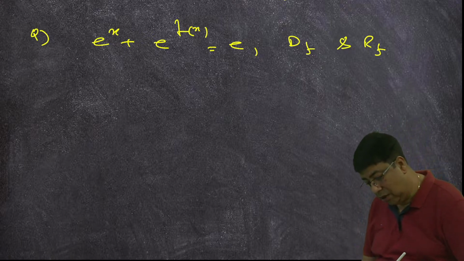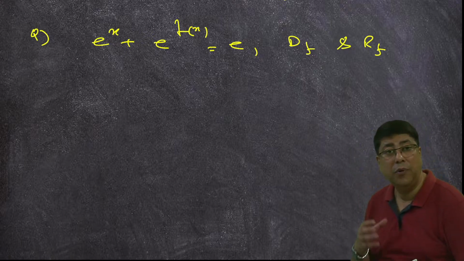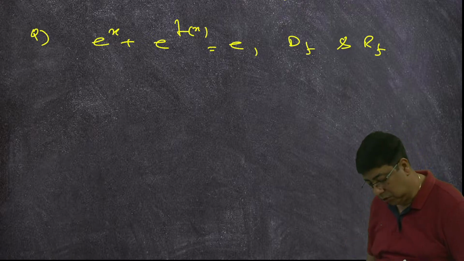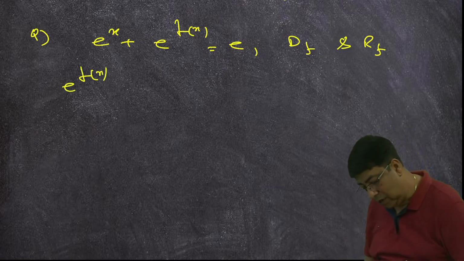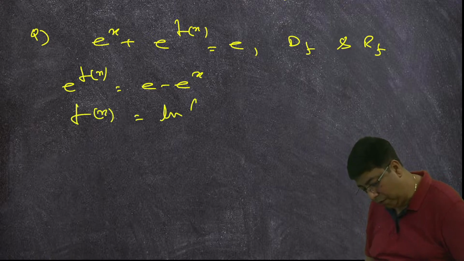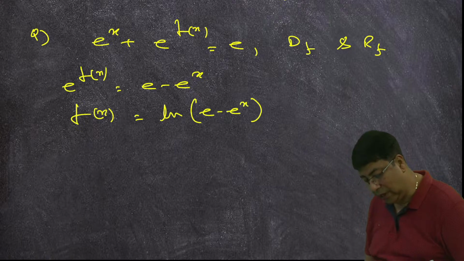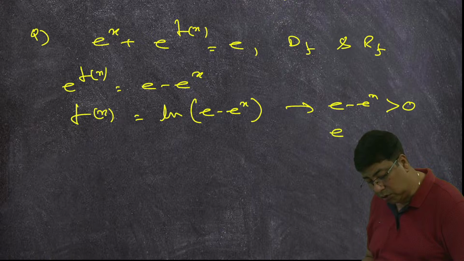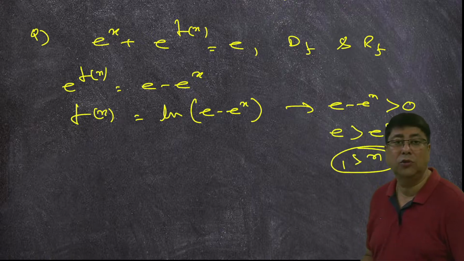So in this case, what will we do? First of all, we have to extract f(x). So e to the power f(x) equals e minus e to the power x. So f(x) equals ln of (e minus e to the power x). For the domain, e minus e to the power x should be greater than 0. So e is greater than e to the power x, so x is less than 1. x will be smaller than 1. x less than 1. Okay.